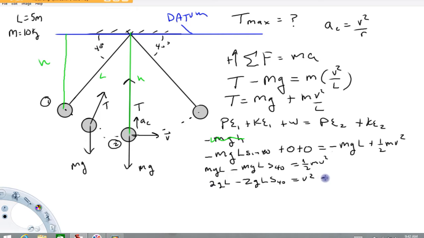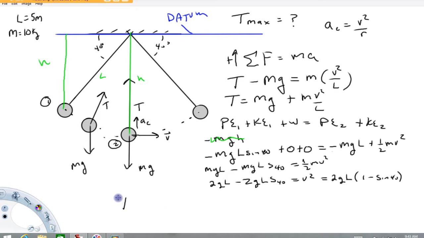I'm going to go ahead and shorten that up a little bit. Notice that you can factor out a 2gl. So 2gl, and what we'd be left with would be 1 minus sine 40. So now what we can do is take this expression that we found and sub it right there. I'm going to do that and rewrite that equation.